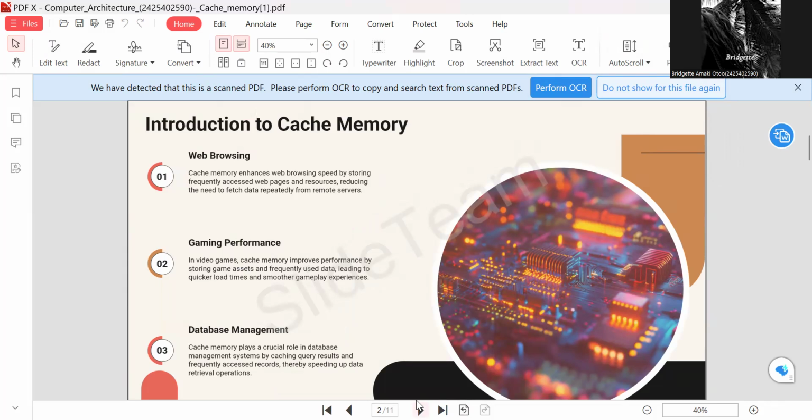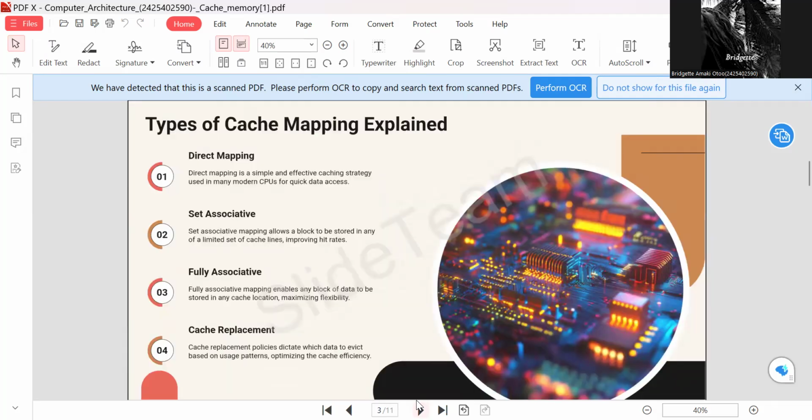In video games, cache memory improves performance by storing game assets and frequently used data, leading to quicker load times and smoother gameplay experiences. Database management. Cache memory plays a crucial role in database management systems by caching query results and frequently accessed records, thereby speeding up data retrieval operations. Types of cache memory.